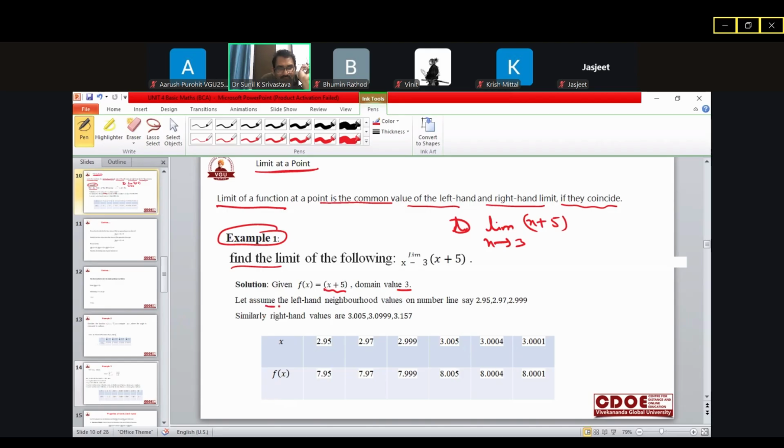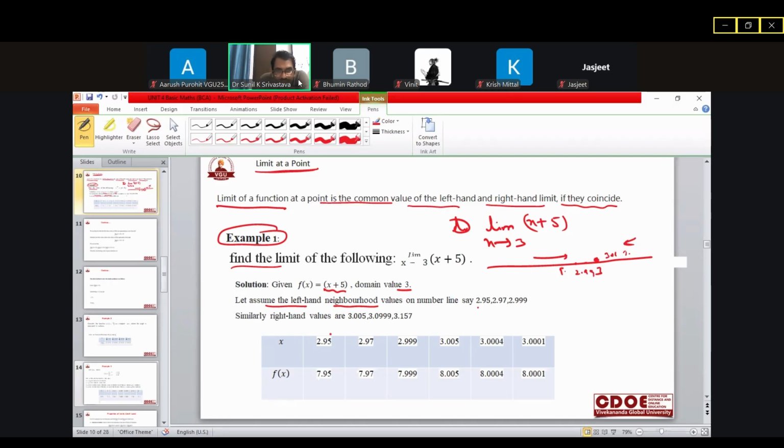Let us assume the neighborhood values on the number line. Suppose this is the number line, and this is the point 3. On the left hand side, we have the points 2.999, 2.98, 2.97, 2.95, and so on. And from the right hand side, I have the values 3.01, 3.10, 3.500, and so on. So we approach from the left hand and from the right hand.